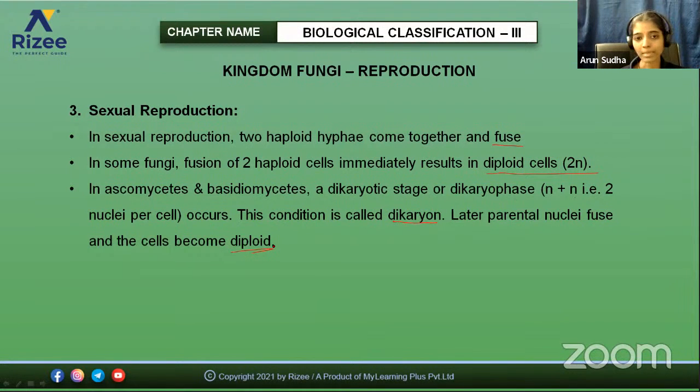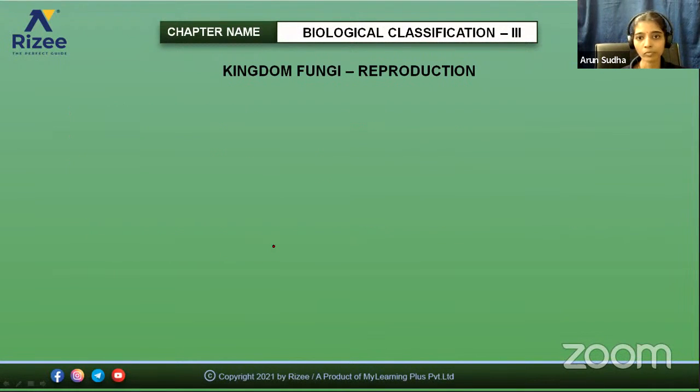Fusion of gametes. There are different ways in which the fusion of gametes occurs. The first one is gametangial contact. So what is happening in gametangial contact?